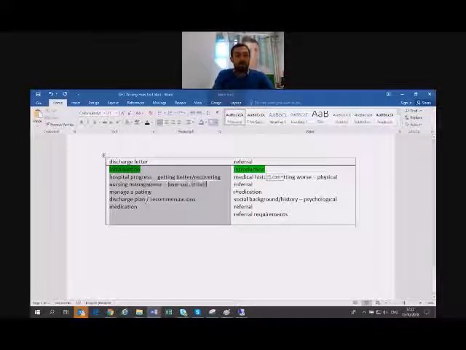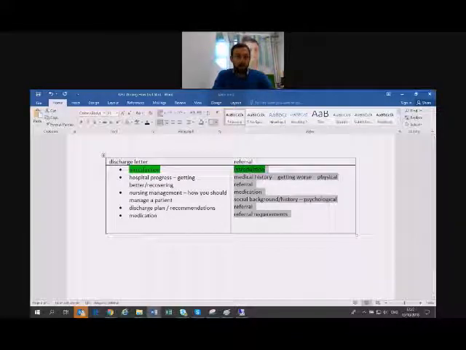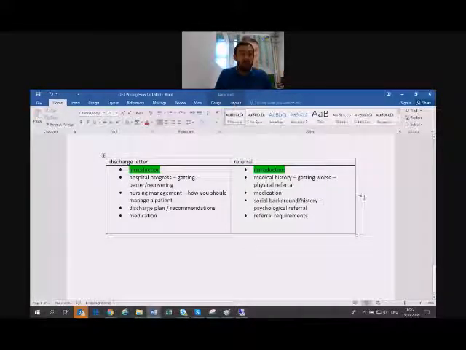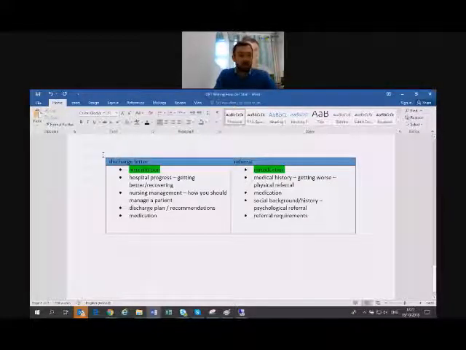Let's think about those structures. Now, I'm not saying that it will always be this way, but there's a very good chance that you're going to structure it like that.